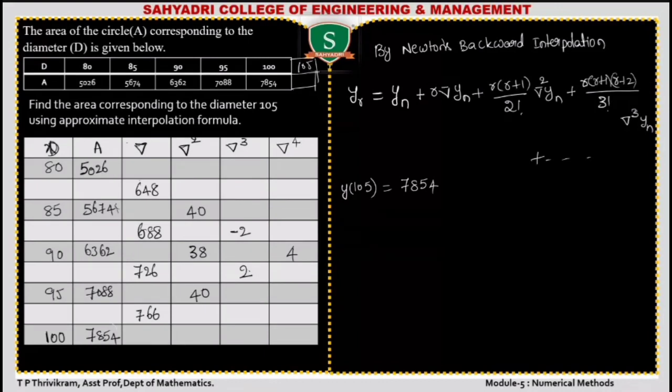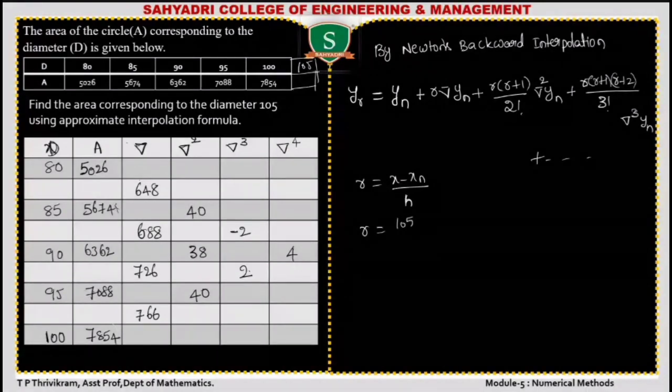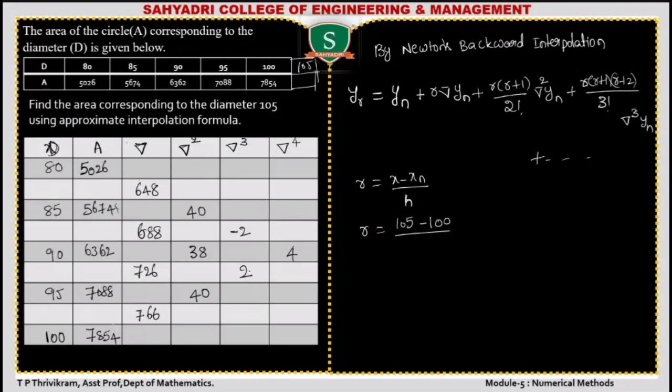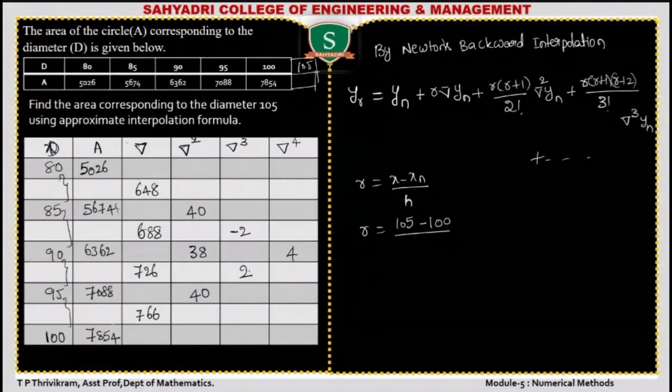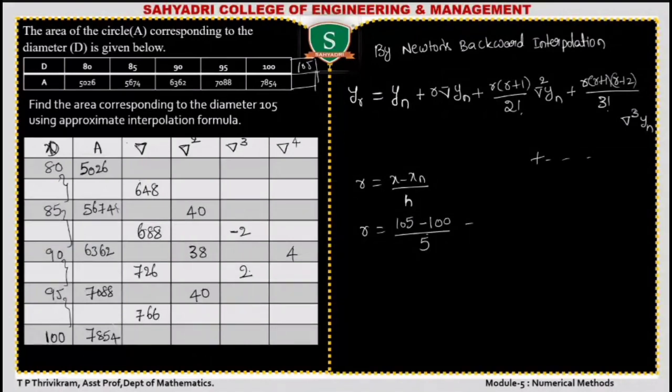R is nothing but, first we will calculate R. R is nothing but X minus XN divided by H. So R is equal to X, where X is the unknown, 105, minus XN. XN is 100. Divided by the step difference between these two, which is 5, the common difference. So that H value is 5 here. So this is 105 minus 100, which is 5 by 5, that is 1. So we have calculated R.